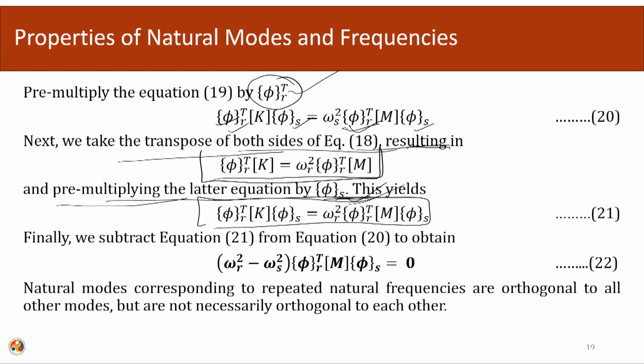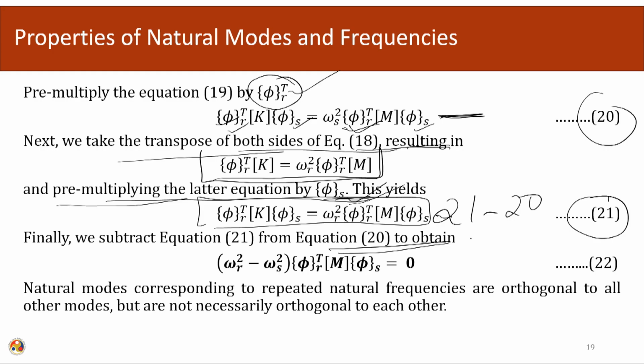If we subtract equation 20 from 21, we will obtain this particular equation. Here the natural frequencies are distinct. If they are distinct, then this term must be 0. So it establishes the orthogonality of the system.